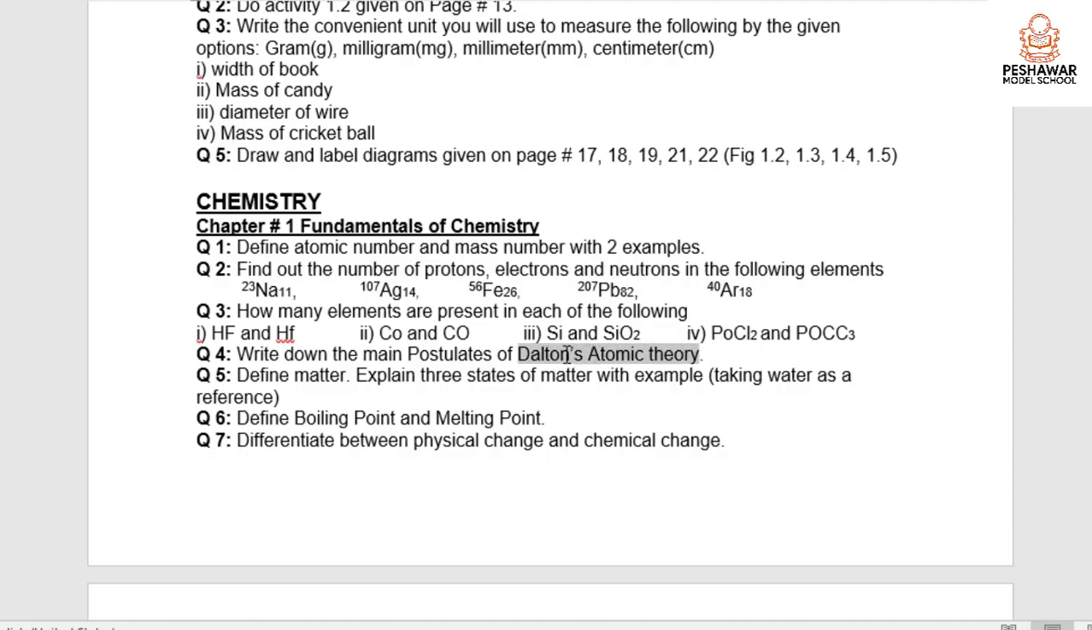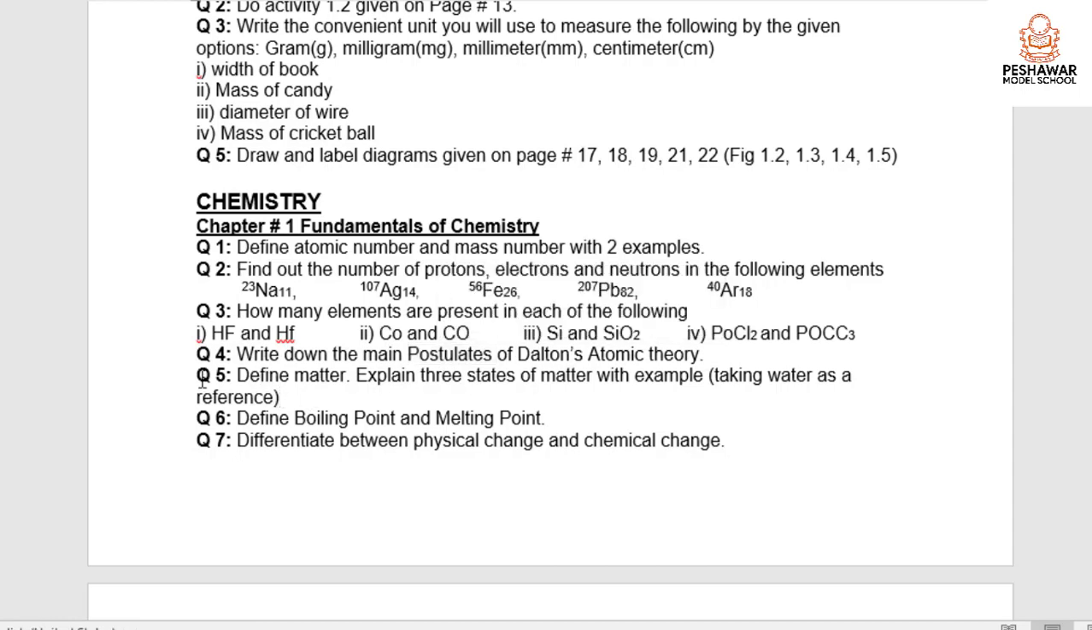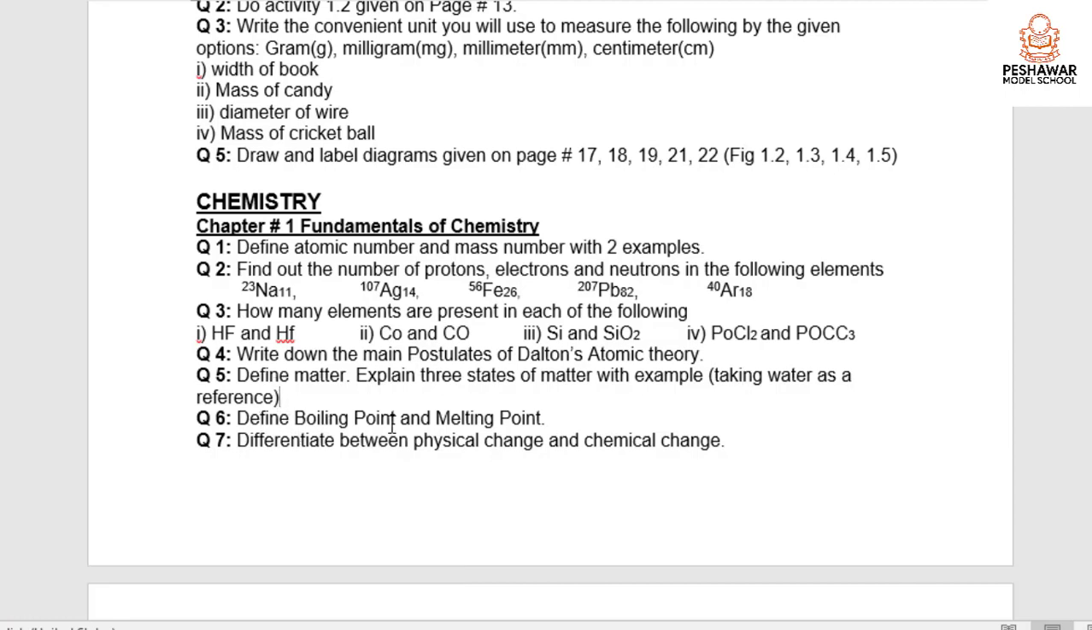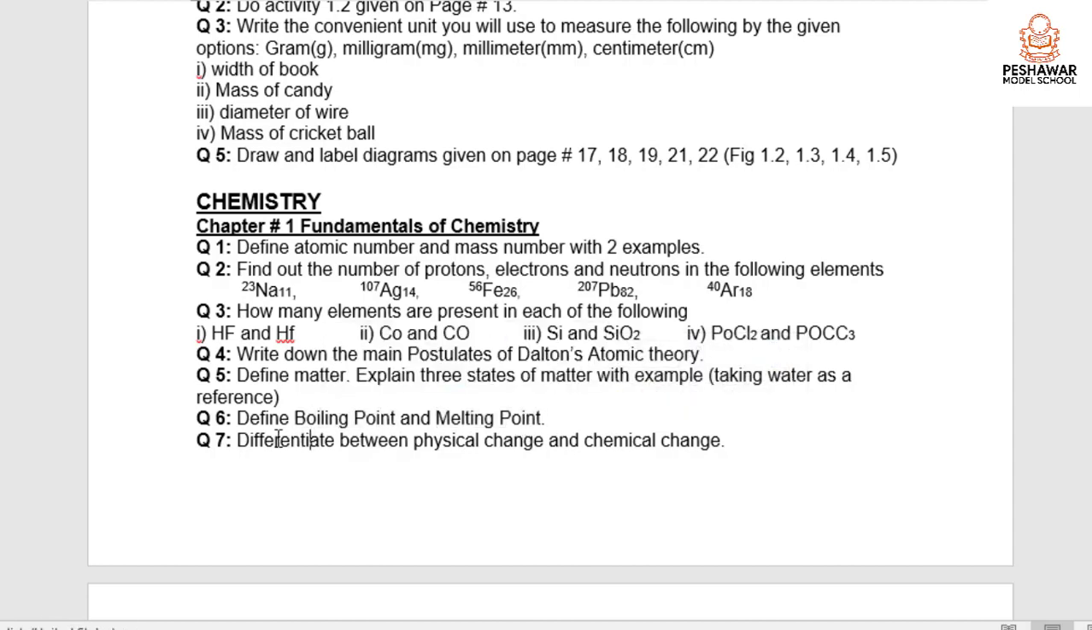Question number 4 is write down the main postulates of Dalton's atomic theory. You have to read the Dalton atomic theory, find out the postulates, and write them. Again, question number 5, define matter. Explain three states of matter with examples. You have to define what is matter, and then explain it with the help of three examples, taking water as a reference. Question number 6, define boiling point and melting point. It's very self-explanatory. You have to define both topics. The last question is differentiate between physical change and chemical change.